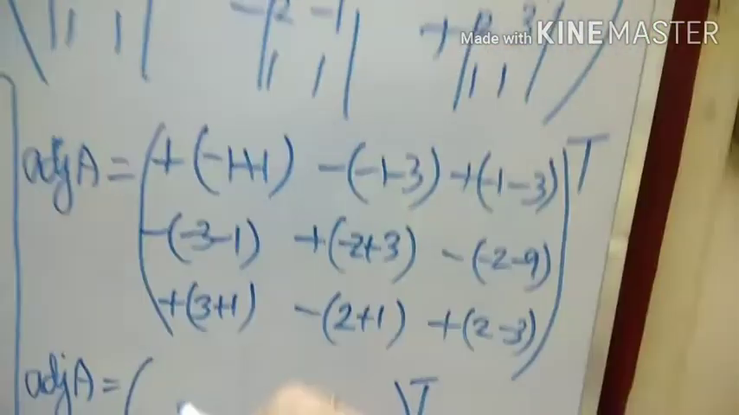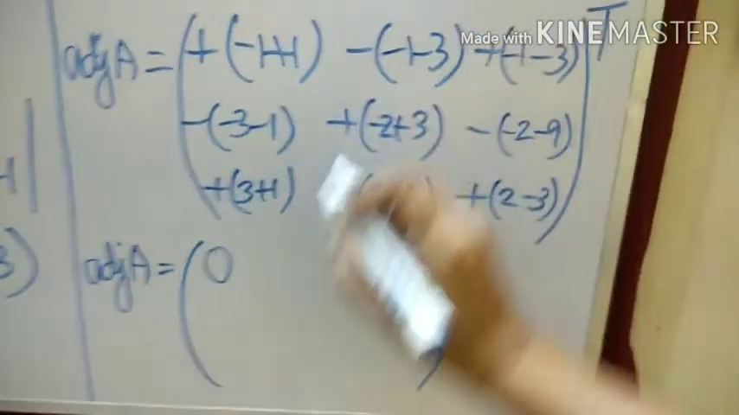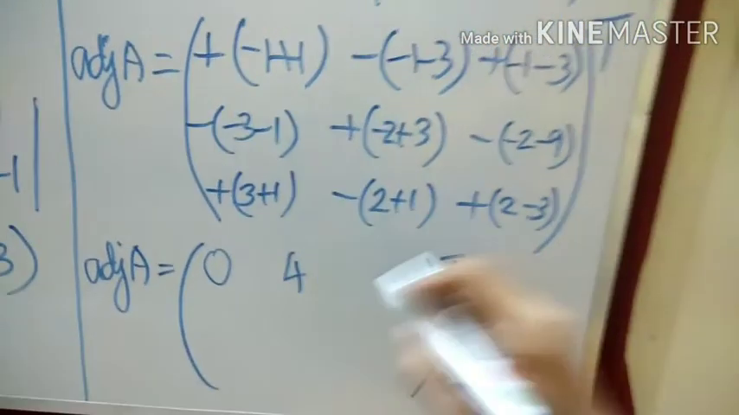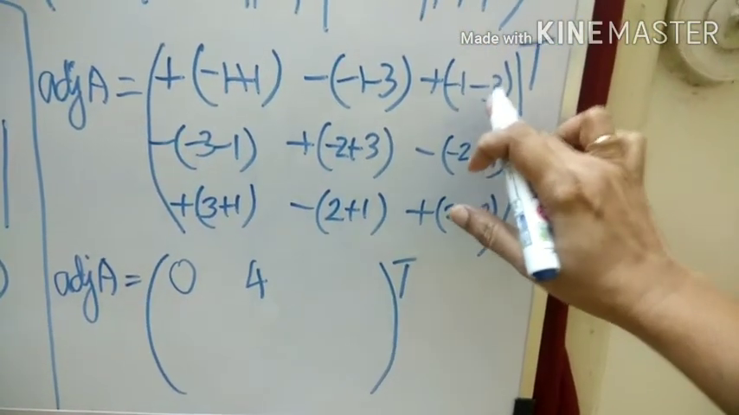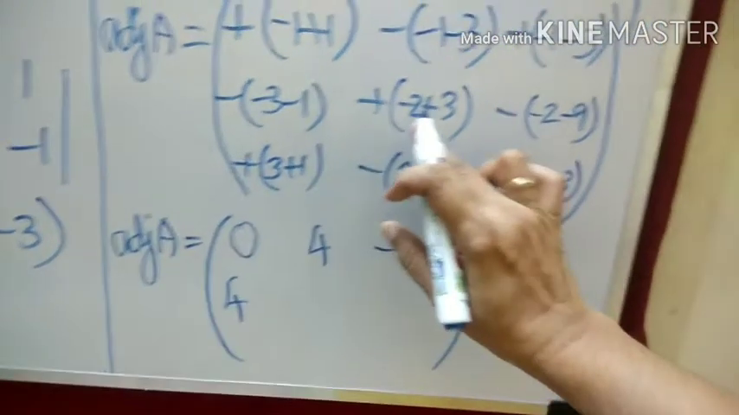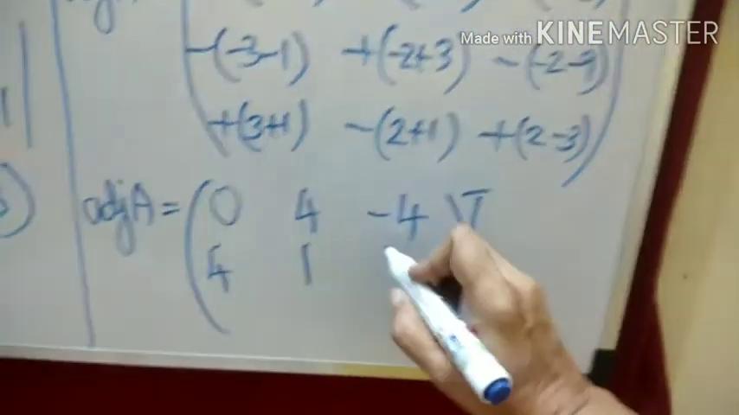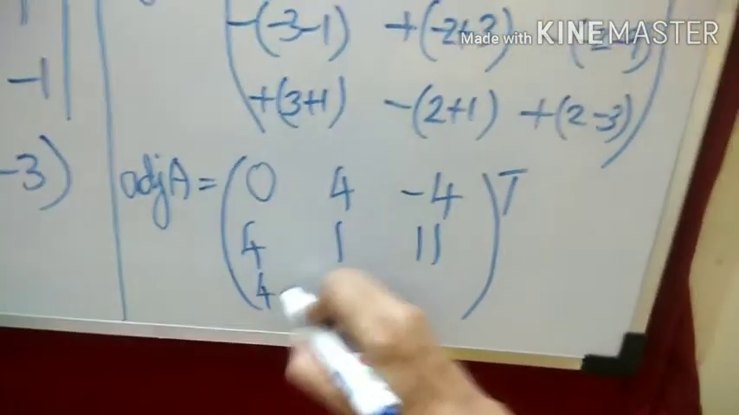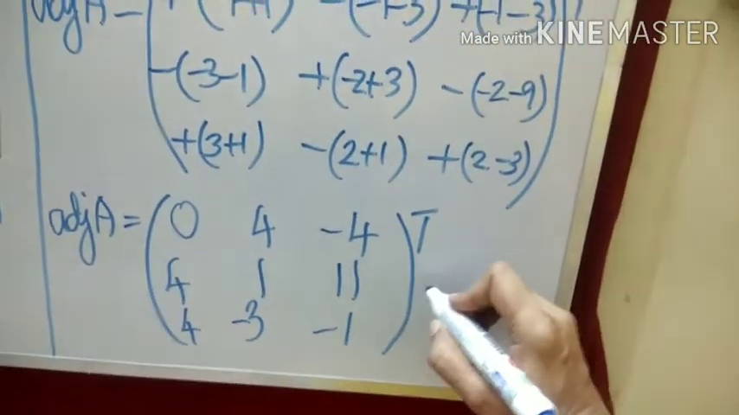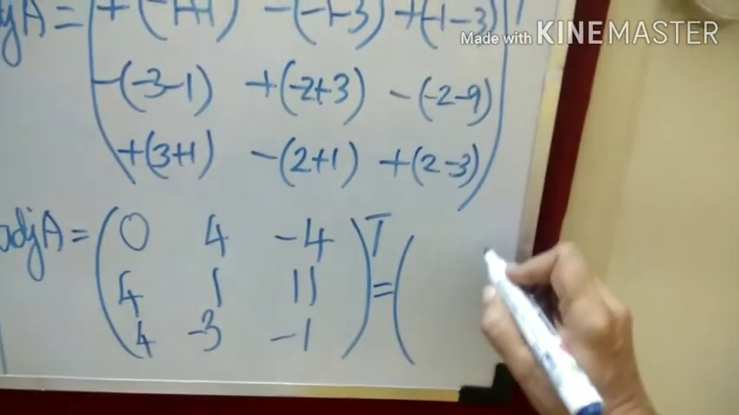Minus 1 plus 1, I get 0. Minus 1 minus 3 is minus 4, into minus is plus 4. Minus 1 minus 3 is minus 4. Minus 3 minus 1 is minus 4, into minus is plus 4. Then 1, 11, 4, minus 3 and minus 1. So we have to write the transpose, and with this I get the adjoint.